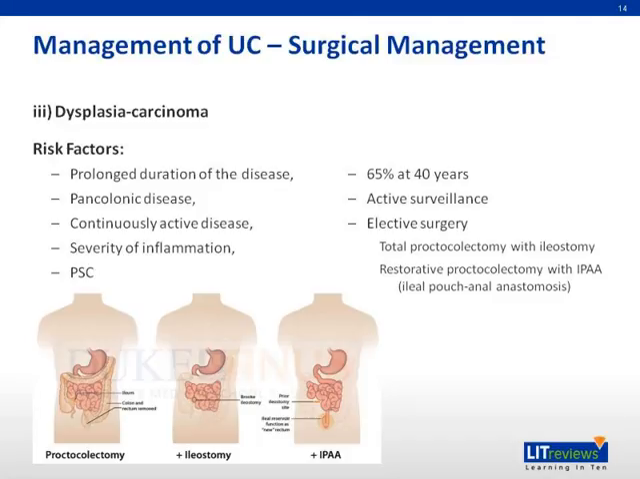Patients with ulcerative colitis have an increased risk of developing colon carcinoma. Patients with prolonged duration of the disease, pancolonic disease, continuously active disease, severe inflammation, or primary sclerosing cholangitis have an increased risk of developing colon cancer. Colorectal carcinoma arising in ulcerative colitis tends to be poorly differentiated and highly aggressive tumors. The cumulative risk of cancer increases with the duration of the disease to as much as 65% after 40 years of active disease. As such, active surveillance, i.e. colonoscopy, is important and recommended for patients with ulcerative colitis.